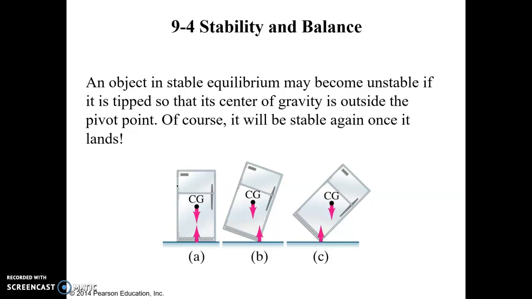Okay, so if you tip a refrigerator up on its side, as long as you don't tip it so far, as long as the center of gravity stays to the inside, looking at the two corners, the footprint of this refrigerator, as long as that center of gravity stays to the left of that corner, it will fall back down and remain stable. Once the center of gravity passes beyond that pivot point, it becomes unstable.